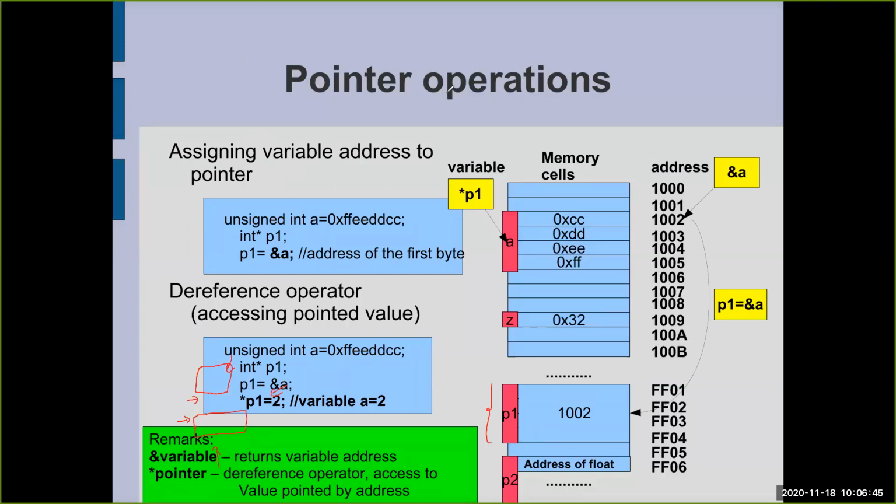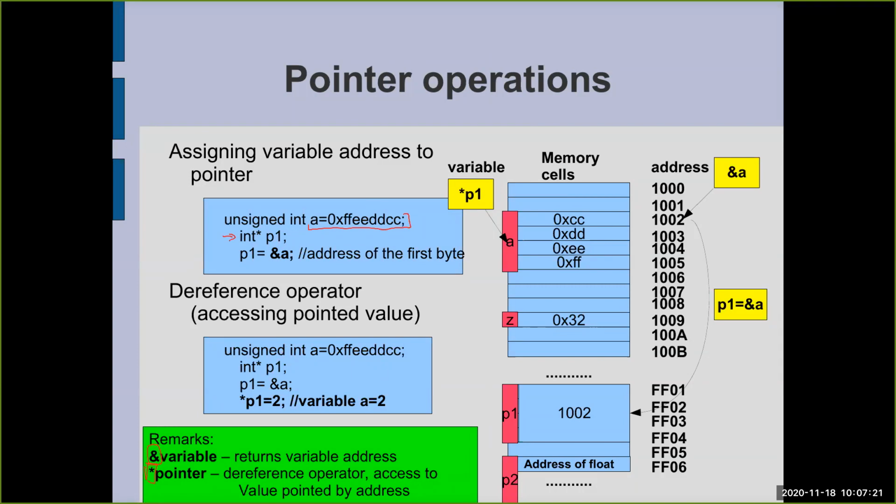Let's try to analyze this example. So look, if we have a variable a, an unsigned integer, and now I have a pointer to integer. And there are two operators related to pointers, which you should understand.